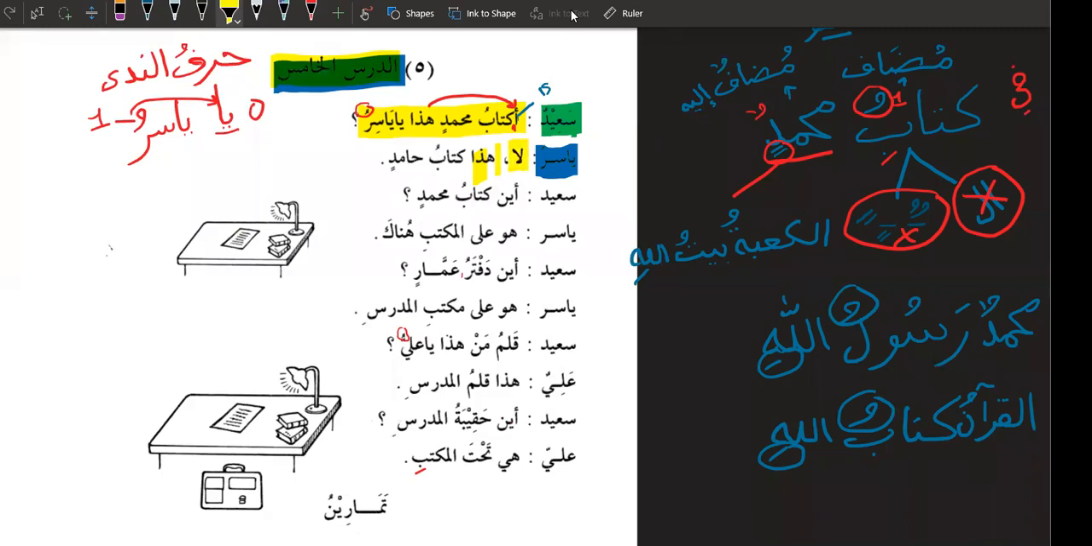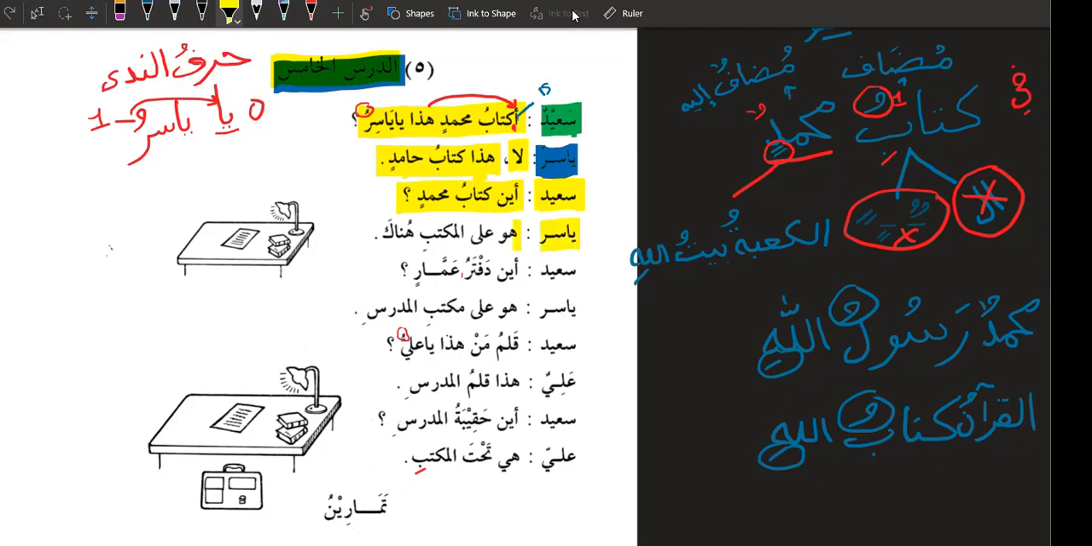سعيد كتاب محمد هذا يا ياسر. This is لا هذا كتاب حامد. No, this is Hamid's book. So kitab is مضاف and حامد is مضاف إليه. So we have the possessed and the possessor. And Sa'id asks, أين كتاب محمد? Where is Muhammad's book?